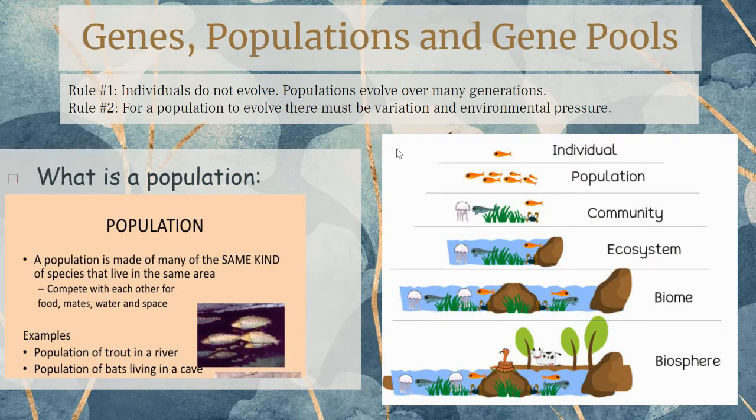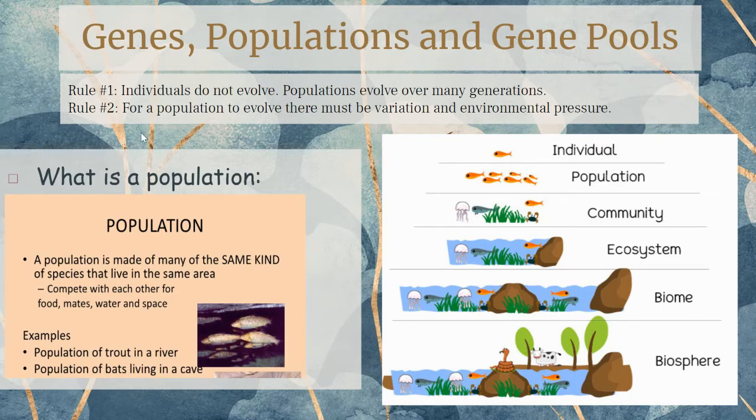We've got a couple definitions that we need to think about in this unit. And we also have a couple rules that we need to remember. Rule number one is that individuals don't evolve. So here's an individual. And if this fish is like, man, I wish I had bigger teeth so I could be more ferocious, that's just too bad for him. Individuals can't evolve. You have the genes that you have.